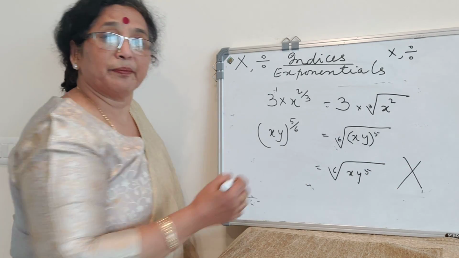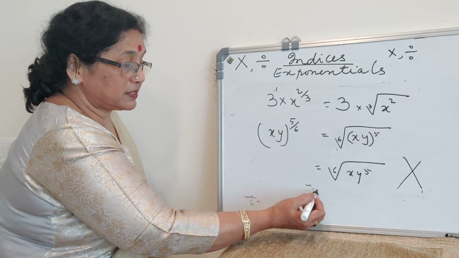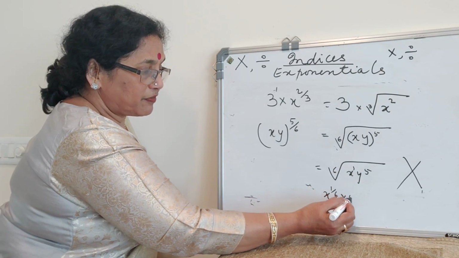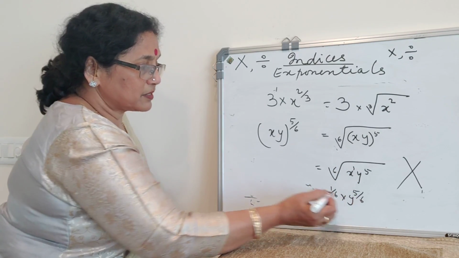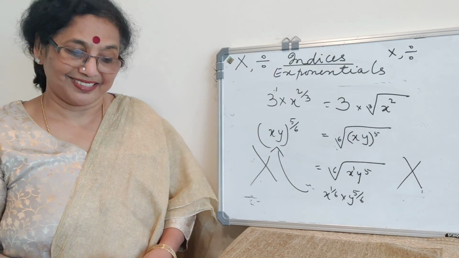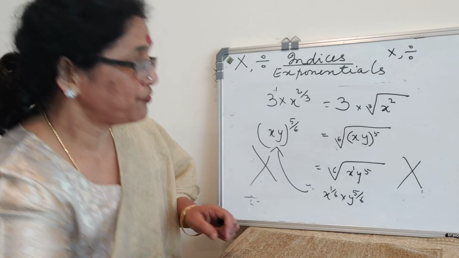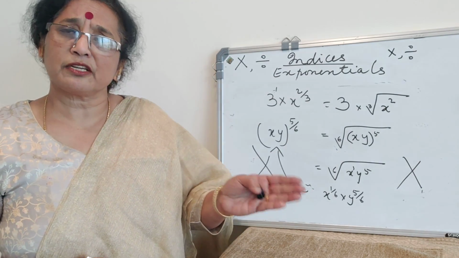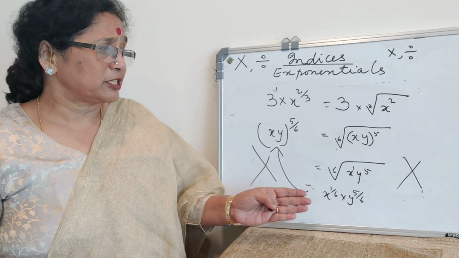This is wrong because this means x power is 1 by 6 and 5 y 5 by 6. So this is not same. It is wrong. Is it clear? So therefore be very careful. So this is your first exercise to do exponential to radical, radical to exponential.